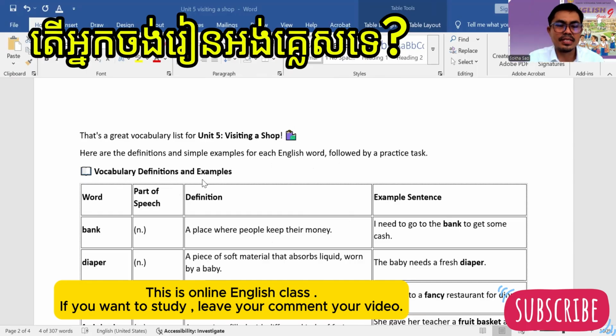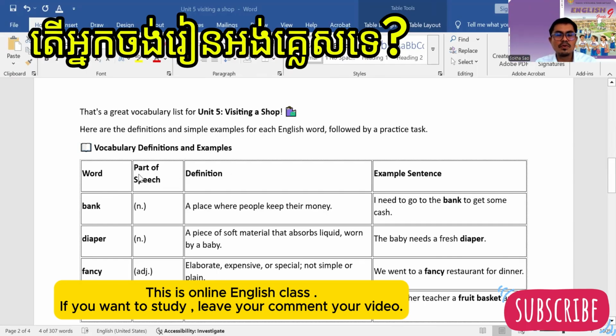So vocabulary and definition are important. We have 4 columns. Here are the words, this is the part of speech, this is the definition, and this is a simple sentence. The first word, as you know, is bank. It is a noun. The definition in English: a place where people keep their money. For example, I need to go to the bank to get some cash.